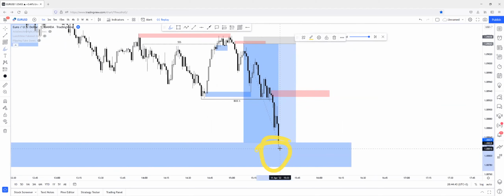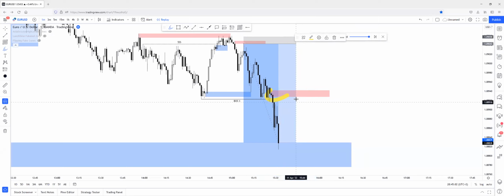If this demand zone is being tapped, as I said, it's a counter trend opportunity. So if a long opportunity forms, we need to wait for a strong change of character. Because if price changes character here in one place, that will be a weak change of character in a counter trend trade. And you can't open a position on a weak change of character.